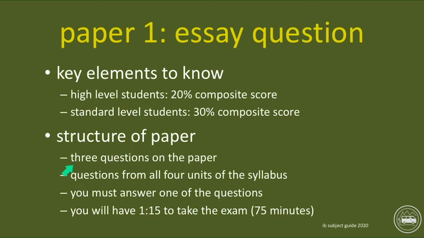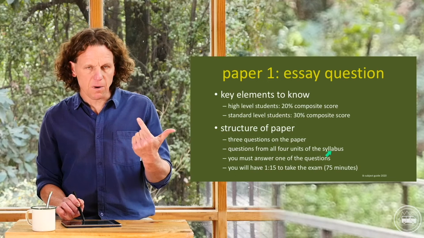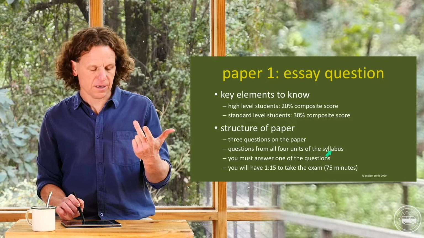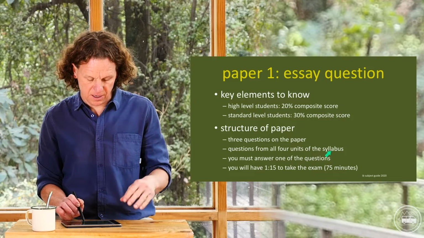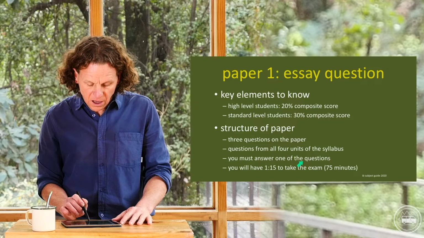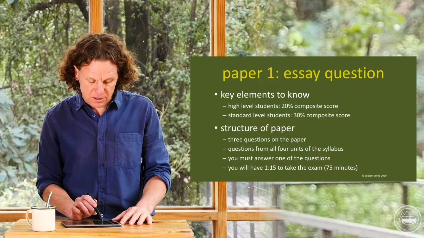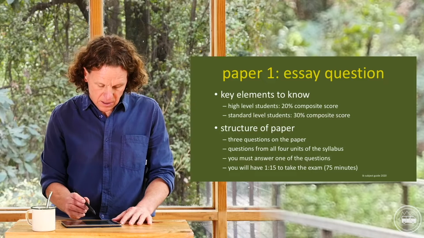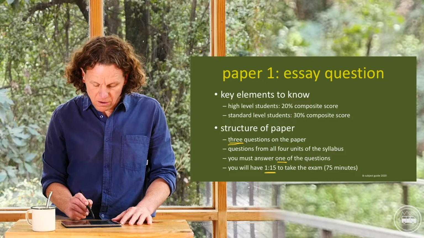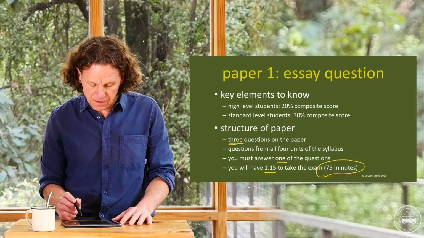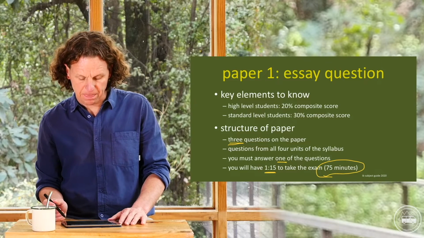On Paper 1, there are 3 questions. The questions will come from all 4 units of the syllabus. So what are those units? Those units are the introduction, microeconomics, which includes market power, macroeconomics, and the global economy, which includes a section on international economics, and then development economics. You as a student must answer one of the 3 questions. So you're going to get 3 questions and you need to answer one of them. You will have 1 hour and 15 minutes to take the exam, or a total of 75 minutes.